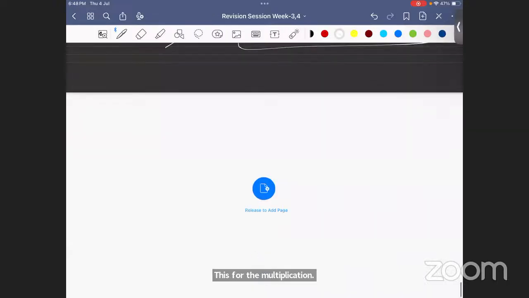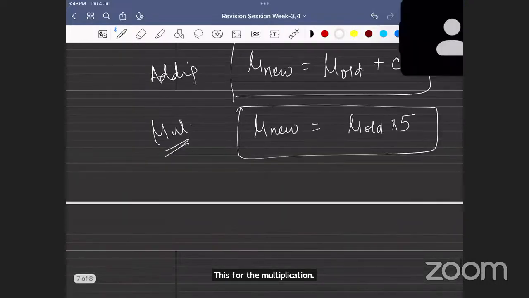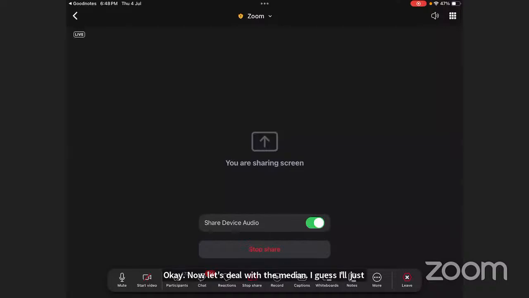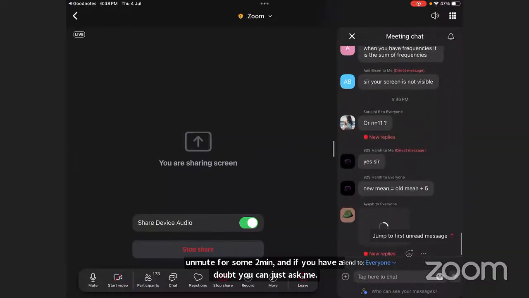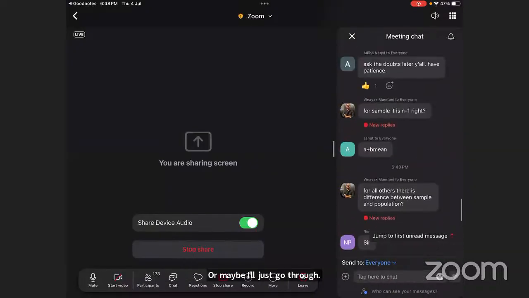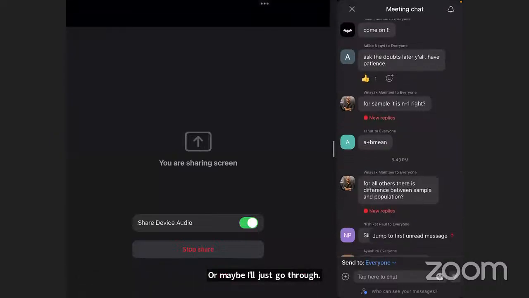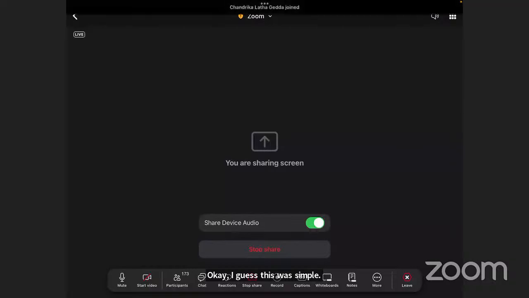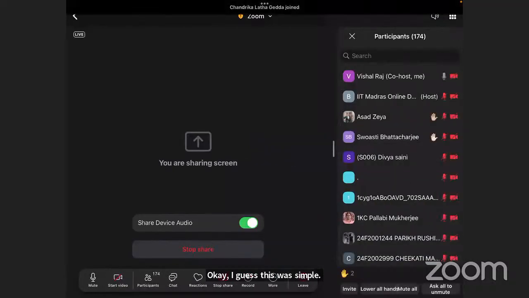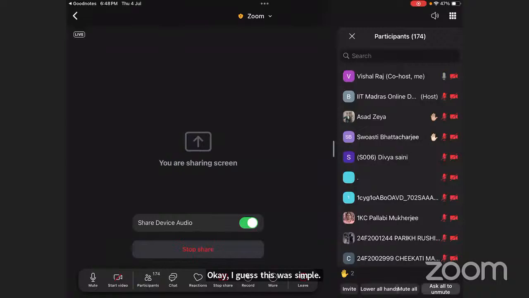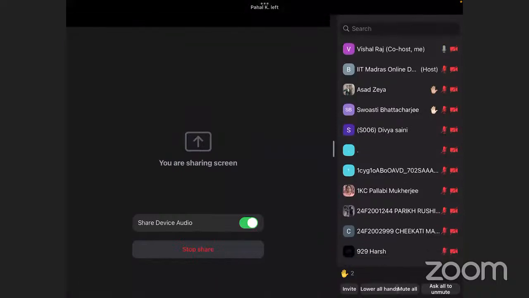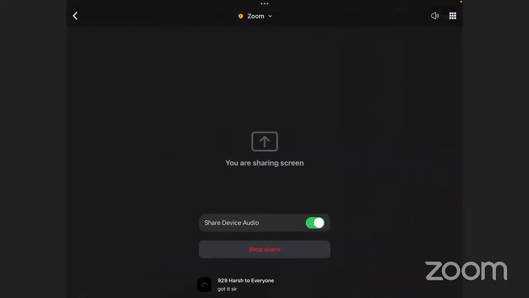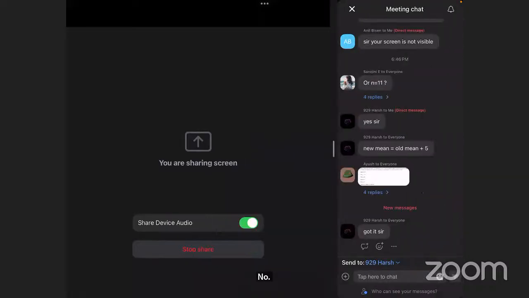Okay. Now let's deal with the median. I guess I'll just unmute for 2 minutes, and if you have a doubt till now, you can ask me, or maybe I'll just go through. I guess this was simple. Is this clear to you, everyone?